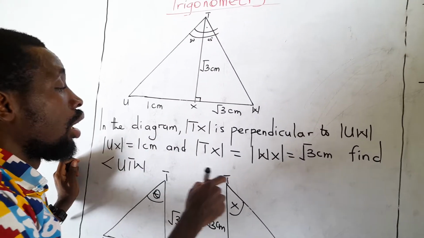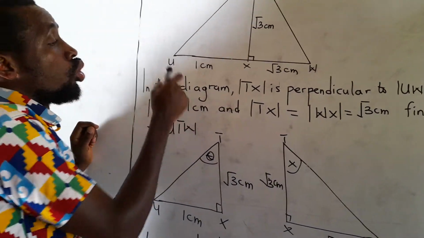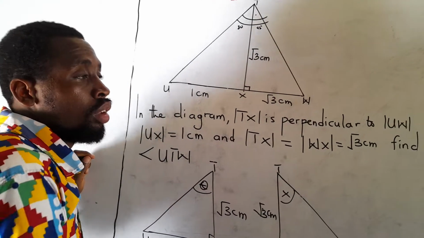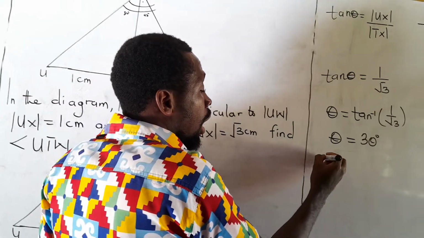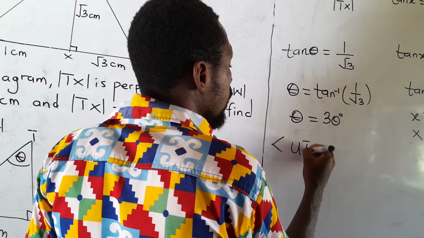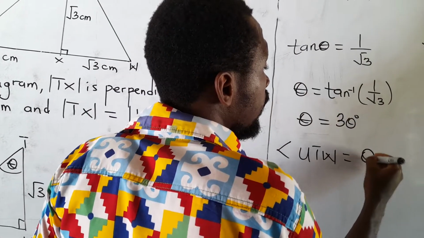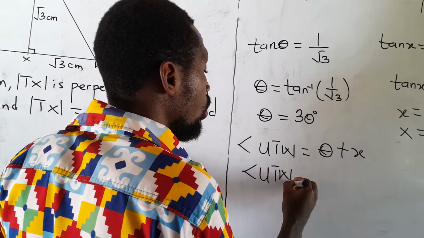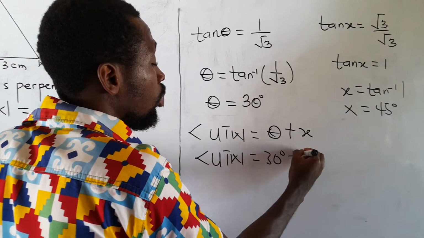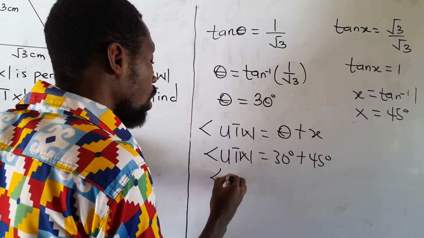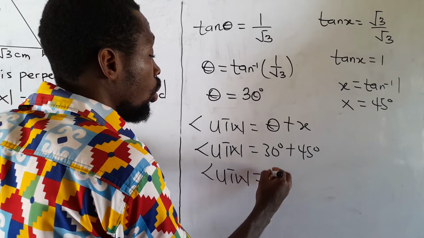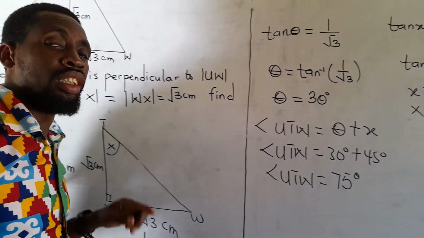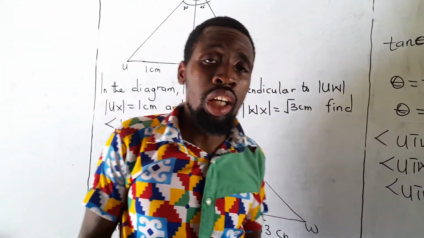Then we can say that the angle UTW will be the 30 plus 45. My angle UTW will equal theta plus x. Angle UTW will equal 30 degrees plus 45 degrees. Angle UTW will be equal to 75 degrees. I hope you understand that. Please play the video more and I know you will get the concept.